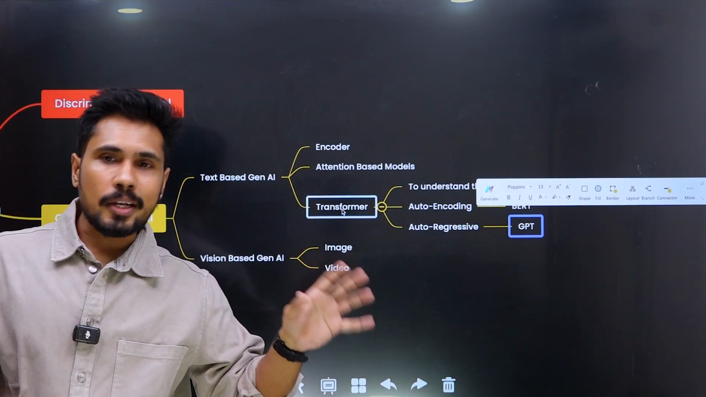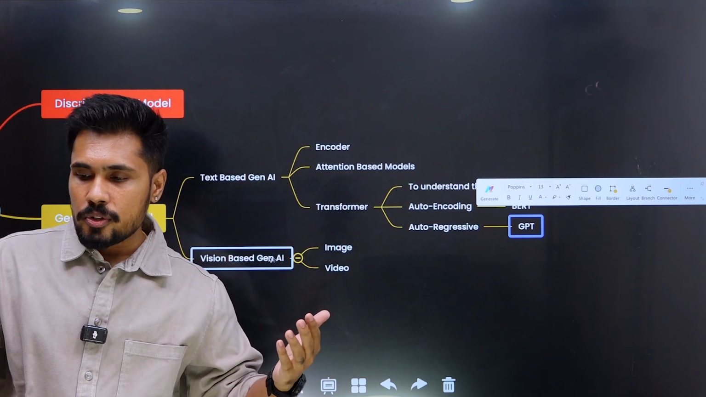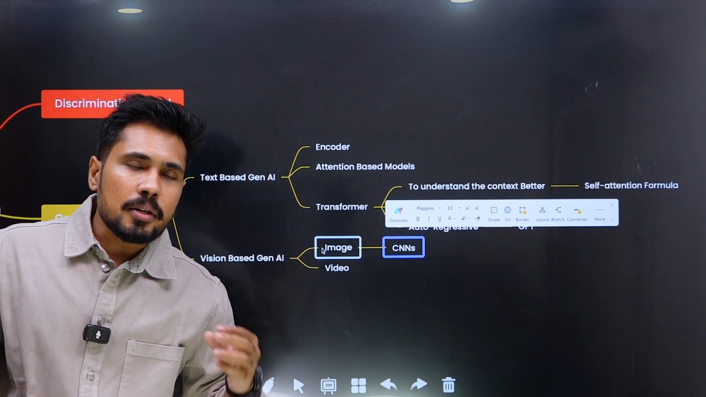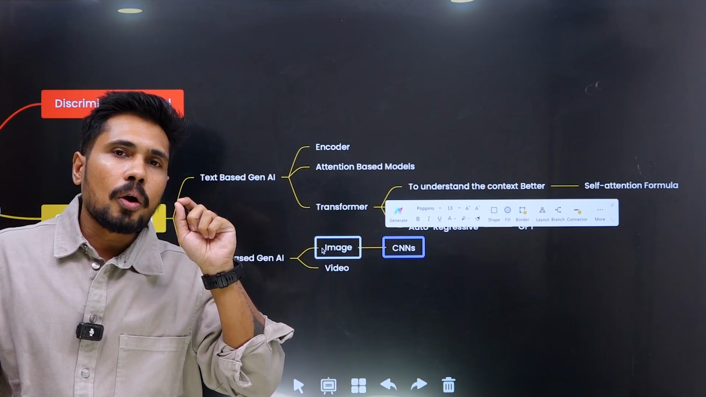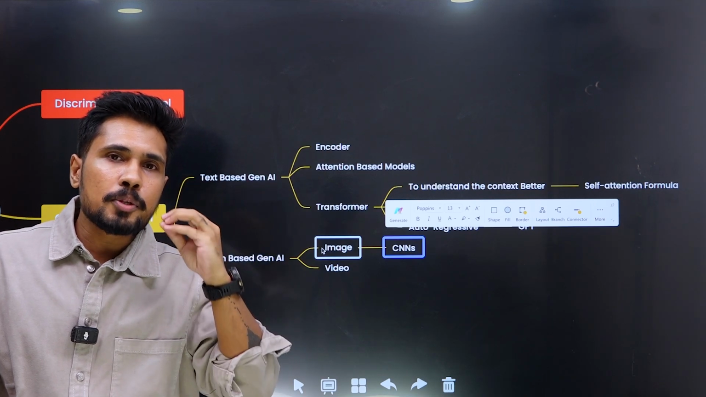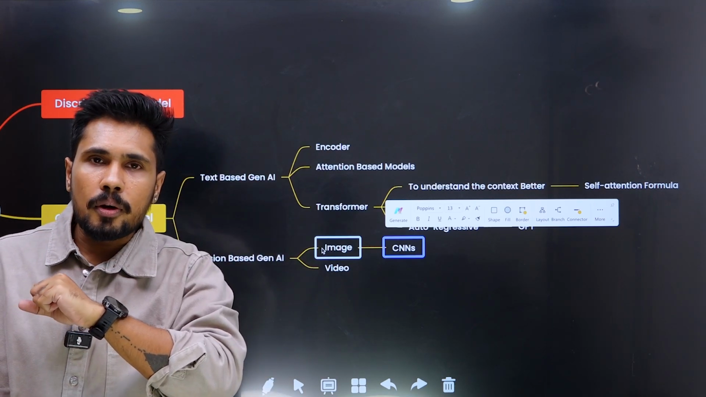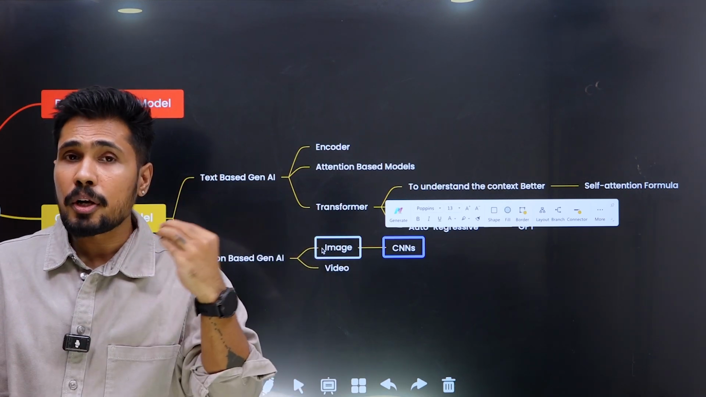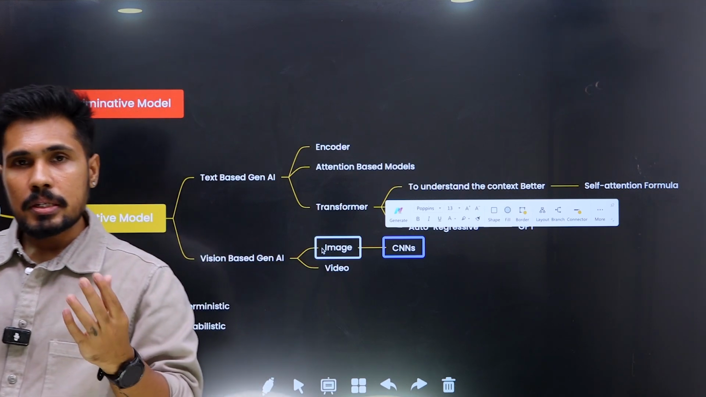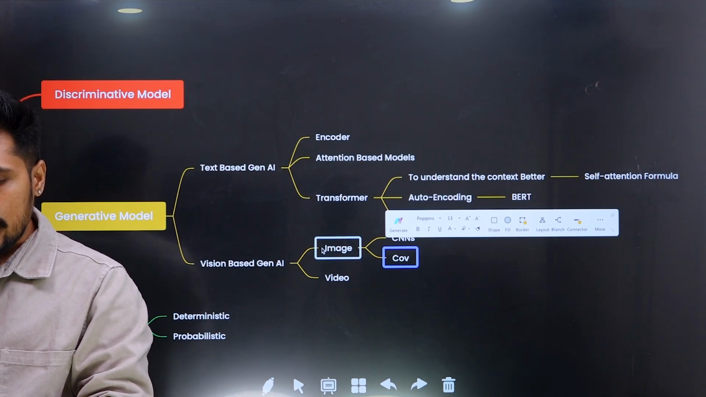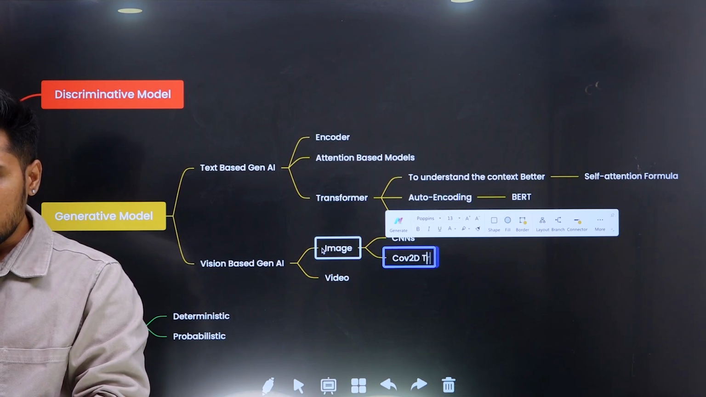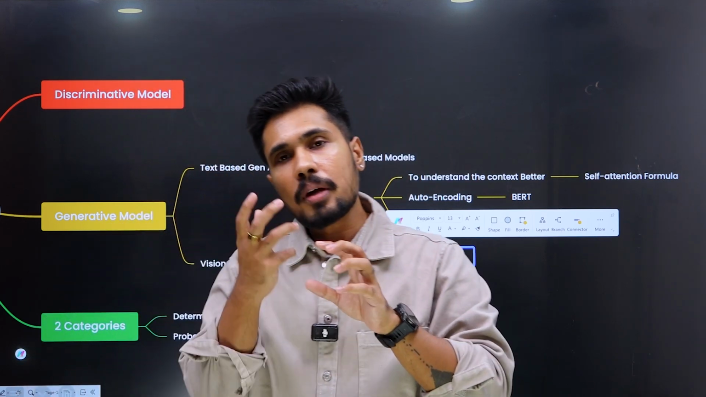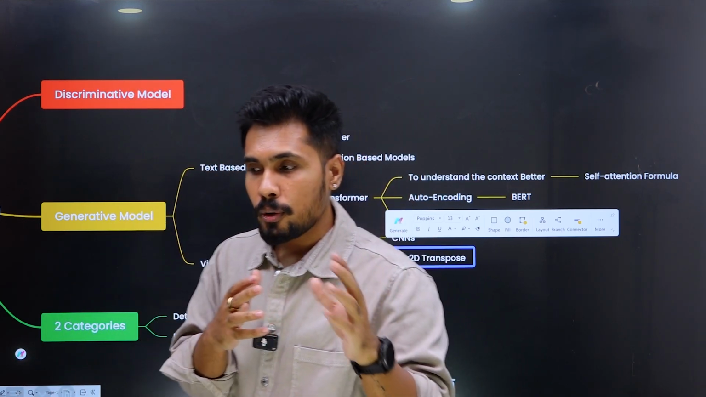Now, we just learned about text-based models. In a similar way, we have vision-based models. Initially, for images, we had convolutional neural networks, or CNNs. Within the CNN architecture, we have a layer called the convolution layer. This convolution layer helps us downsample the size of your matrix or the image. Whatever image you're feeding in, we are able to reduce its size. We call it Conv2D. Now, they started using Conv2D transpose. By using Conv2D transpose, we can start generating the image. Now they started generating images with the help of models called autoencoders.